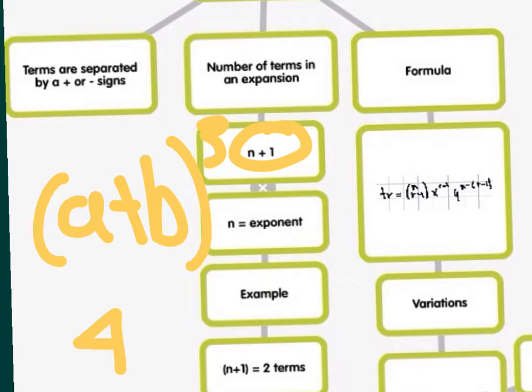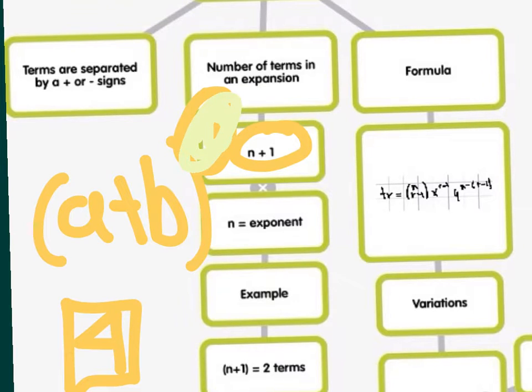So after we expand this expression, we will have 4 terms at the end of the expansion. So n here would be the exponent, and will be always this number. And let's use another example to understand. For n plus 1, if we don't have any power, I will say it's to the power of 1, so 1 plus 1 would be 2. So after expanding this, you will have 2 terms.